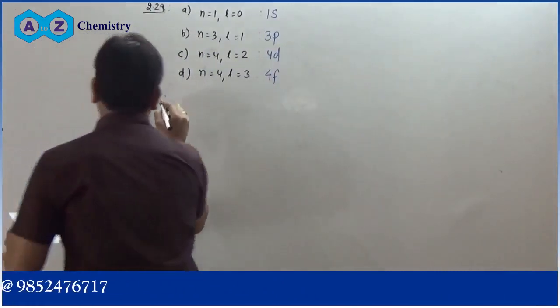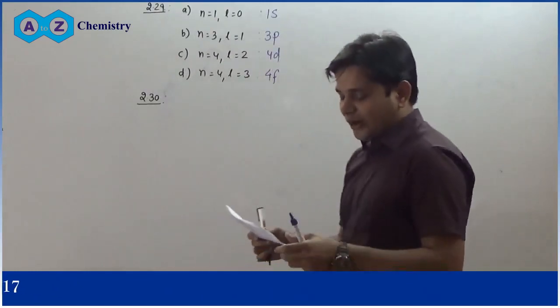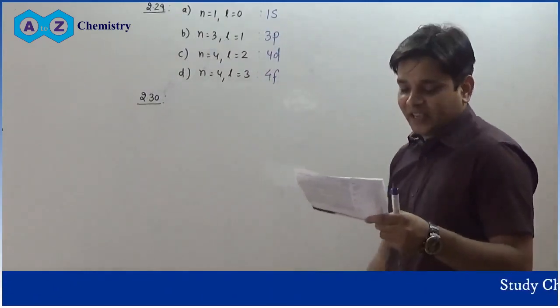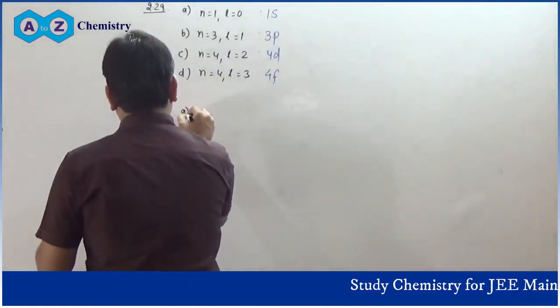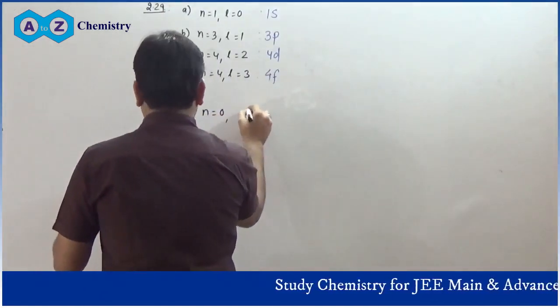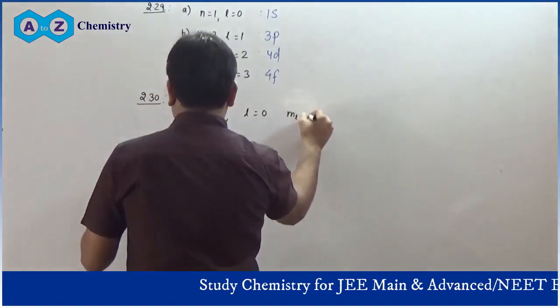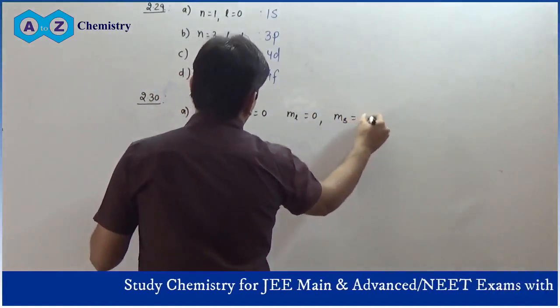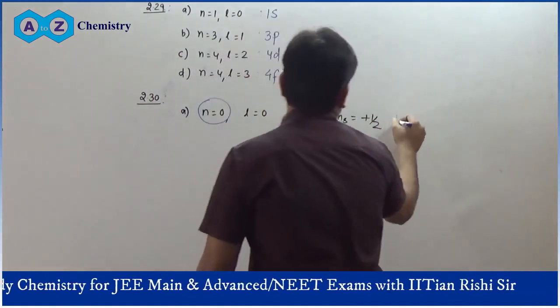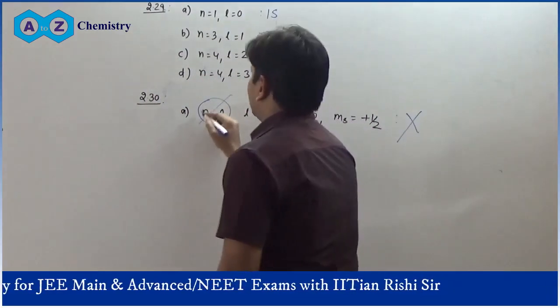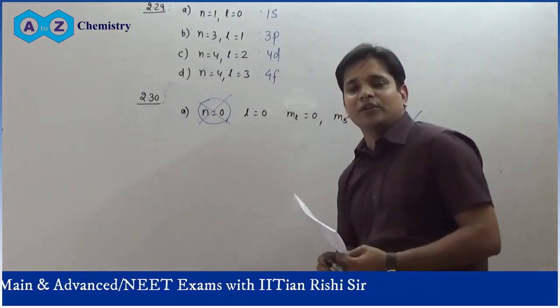Question number 2.30. Explain, giving reasons, which of the following sets of quantum numbers is not possible. A part is n equal to 0, l equal to 0, ml equal to 0 and ms equal to plus half. Not possible. n can't be equal to 0. n starts from 1, 2, 3, 4, etc.